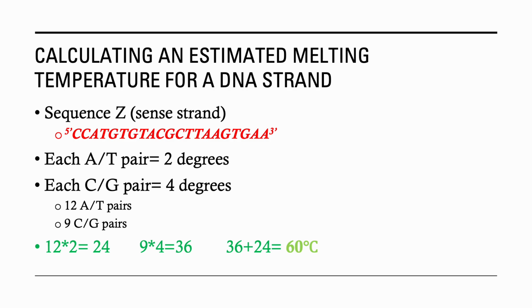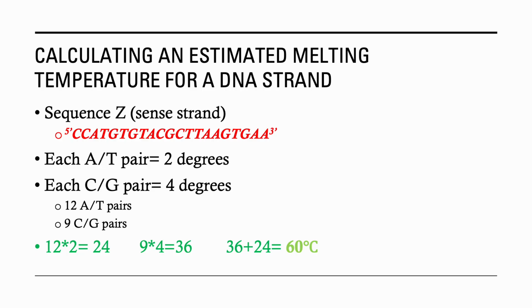And then finally, this is just another add-on. I wanted to show calculating an estimated melting temperature for a DNA strand. So with your sequence Z from earlier, each A or T pair is equal to 2 degrees for the melting temperature. Then each C or G pair is equal to 4 degrees. So in the sequence above, we have 12 A or T pairs and 9 C or G pairs.